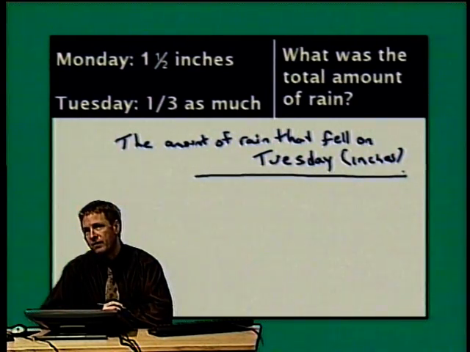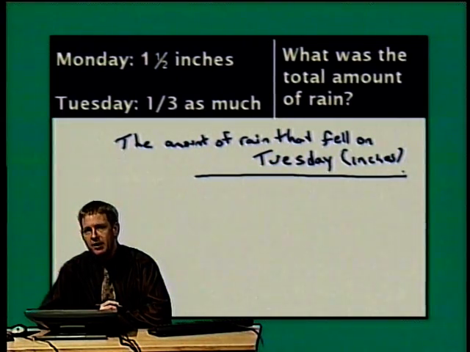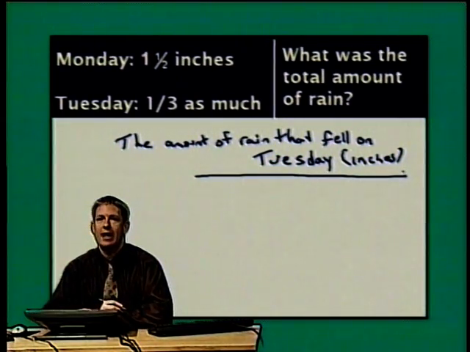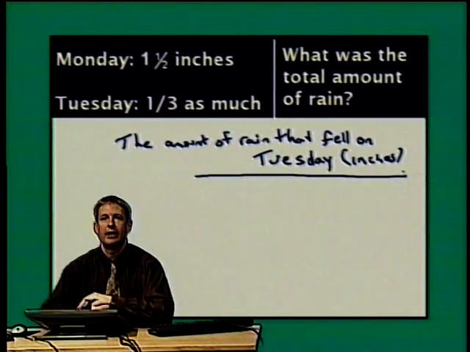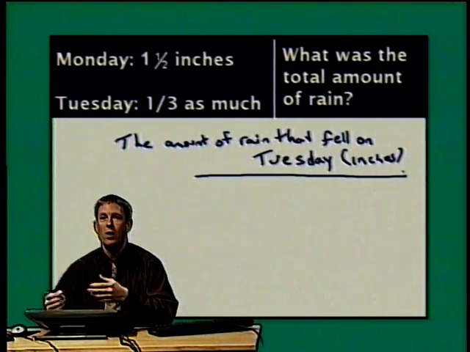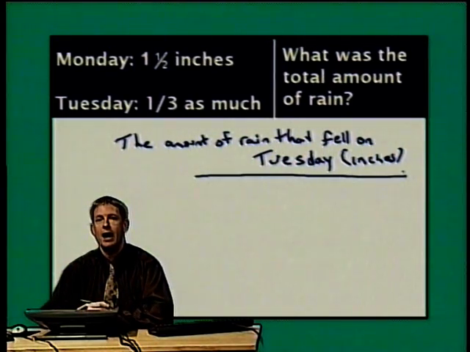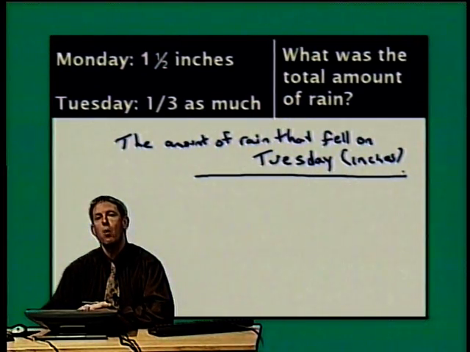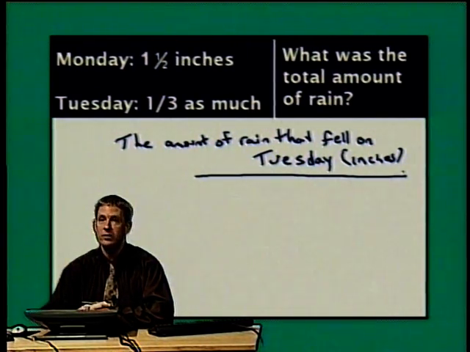Now I need to think about the phrase 1/3 as much. And sometimes it can help you think through phrases like that if you use easy numbers, like 1/3 as much as 12. What's 1/3 of 12? I think we could all figure out that 1/3 of 12 is 4. So then you want to consider, what operation do I perform between 1/3 and 12 that results in 4? And the answer is multiplication. 1/3 times 12 is 4. 1/3 of 12 is 4. 1/3 as much as 12 is 4.